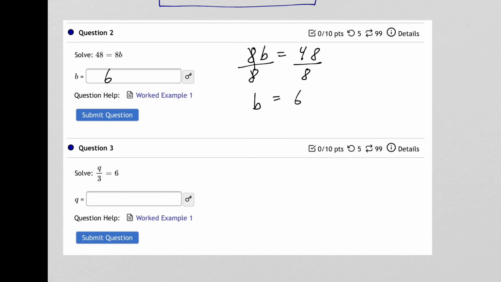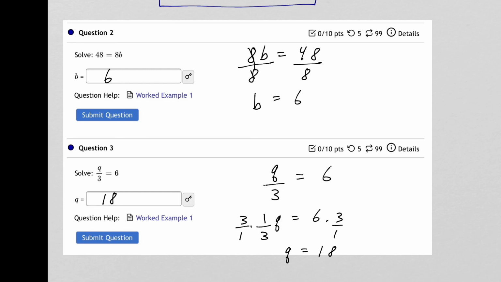In this question, I have q divided by 3 is equal to 6. So again, to get one q, to isolate the q, I can multiply by 3, right? It's being divided by 3. If you want, you can think of this as 1/3 q is equal to 6. So remember, when the unknown is being multiplied by a fraction, to undo that, to get a 1 there, I just multiply it by the reciprocal, 3/1. So q in this case is going to be 6 times 3, which is 18.